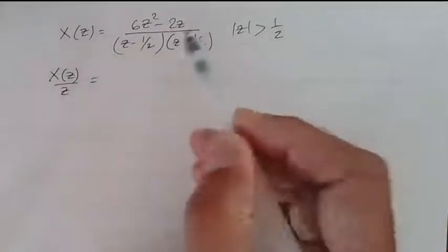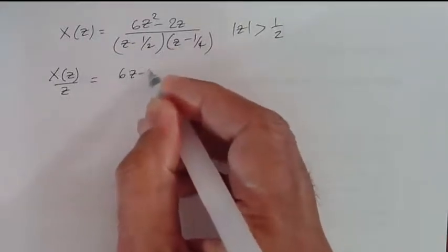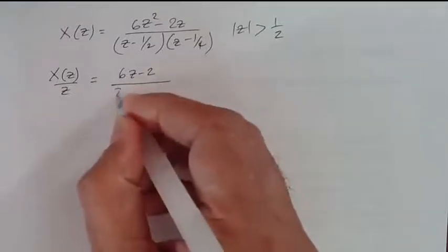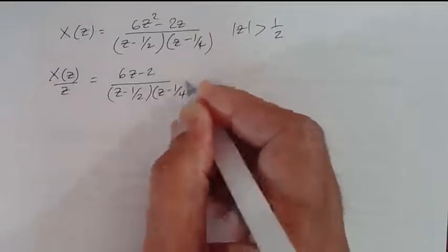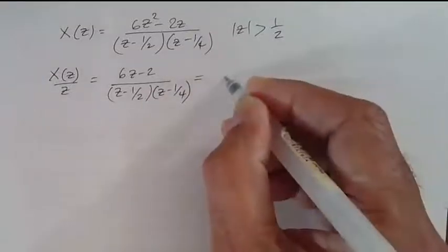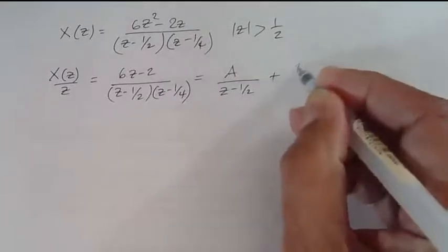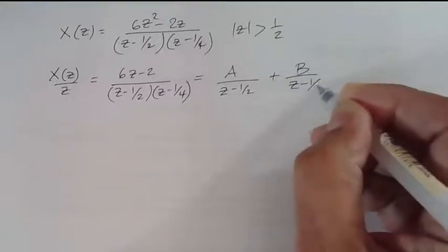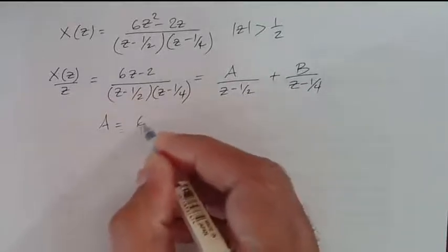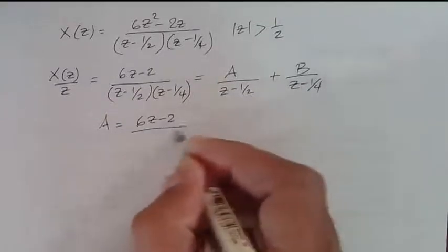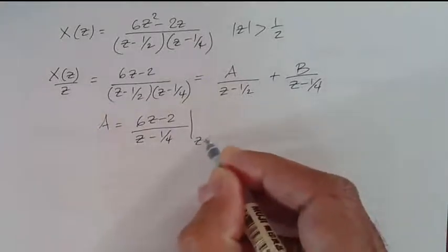It's equal to, if I divide the numerator by z, I'll get (6z minus 2) over (z minus a half)(z minus a fourth). Okay, so now I can write this as A over (z minus a half) plus B over (z minus a fourth). To find A, then, A is equal to (6z minus 2) over (z minus a fourth), evaluated at z equals 1/2.